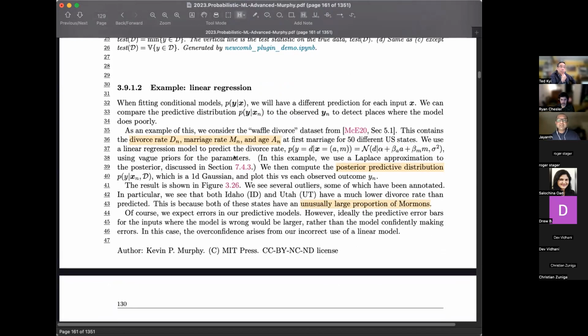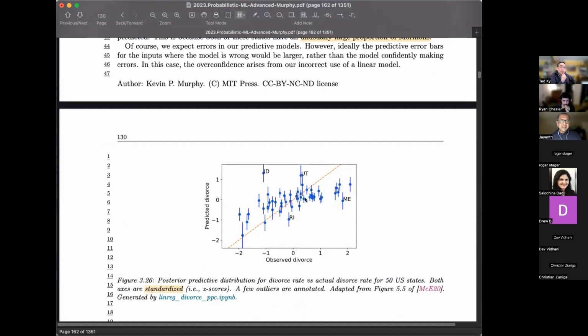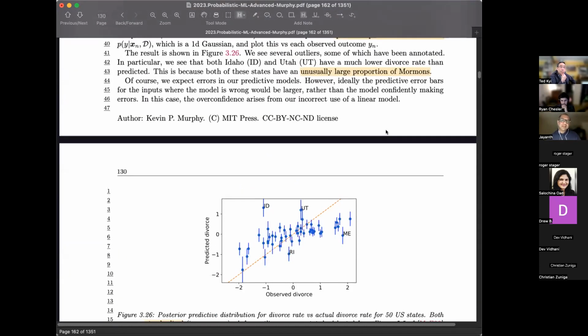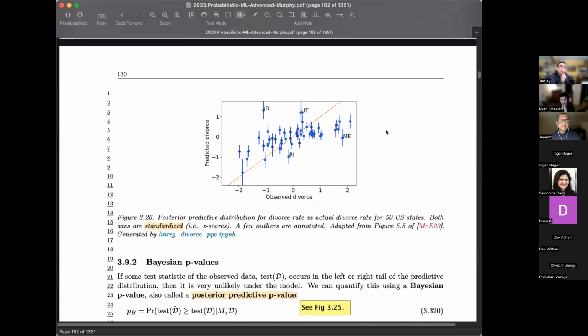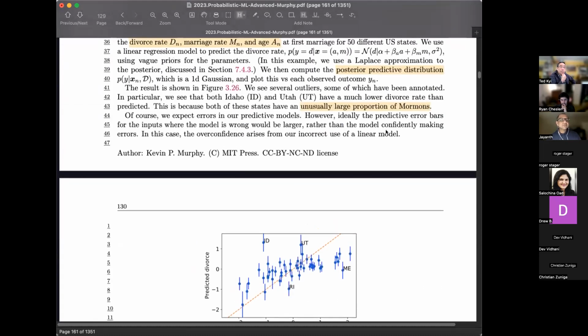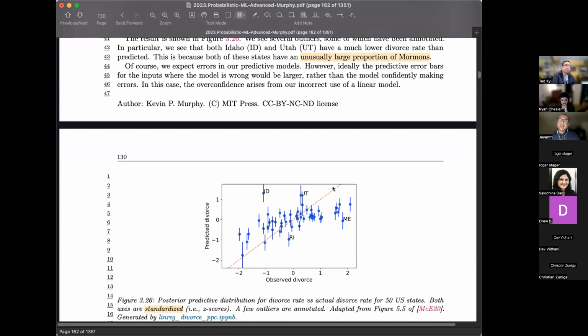Here's another example using divorce rates and marriage rates, and here's a linear model. Here are some outliers. He makes an interesting comment about Utah and Idaho. I think what he was able to do here is draw these error bars around these data points.